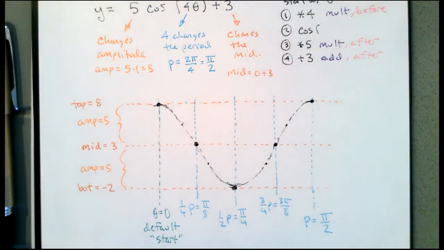We're using the fact that cosine of 60 is a half. So 1/3 of the way between 0 and pi over 8 is where we're going to hit halfway.